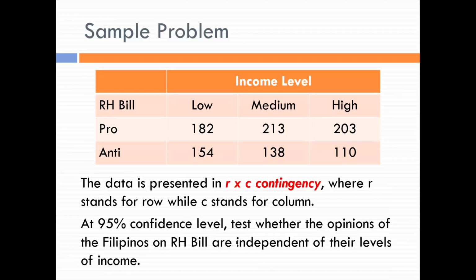Okay. So again, you represent your data in a row by column contingency table. So in this case, this is a 2 by 3, no? So we have 2 rows and 3 columns in the contingency table. So here, R stands for row, C stands for column. So let's test at 95% confidence level whether the opinions of the Filipinos on the reproductive health bill are independent of their levels of income. Okay, or independent or dependent of their levels of income.